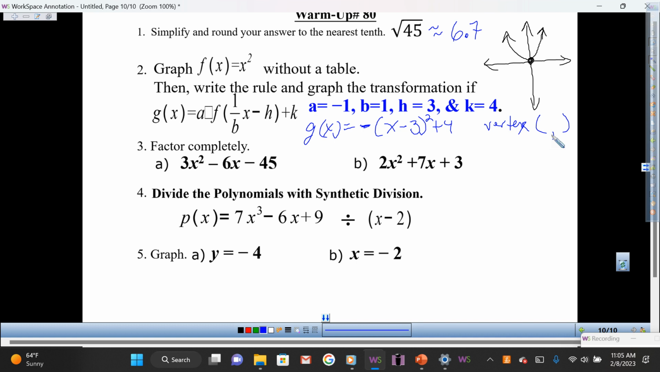All right, new vertex, Joel. 3, 4. So 3, 4, it's going to end up somewhere up here. That is correct. But before we move it, tell your neighbor what this does to the whole function. This negative right there. What does that do to the whole function, everyone? Upside down. So that means our parabola is going to be at that point, but upside down, like so. That is correct.